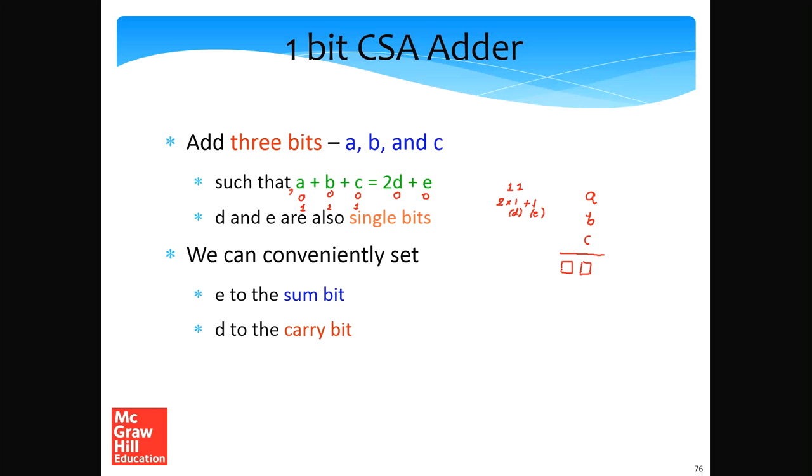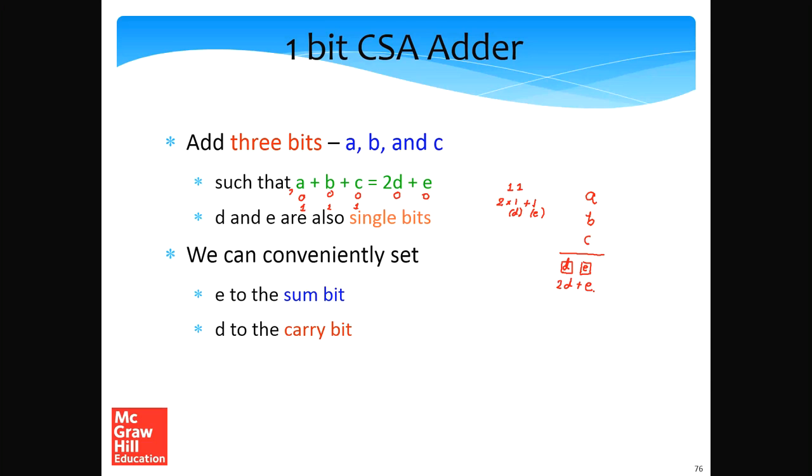Let's say we conveniently set, in the 2-bit number, the left bit as the carry bit and the right bit as the sum bit. So you set this bit to D and this bit to E, then the value of this number would be equal to 2D plus E, which is exactly what we need.